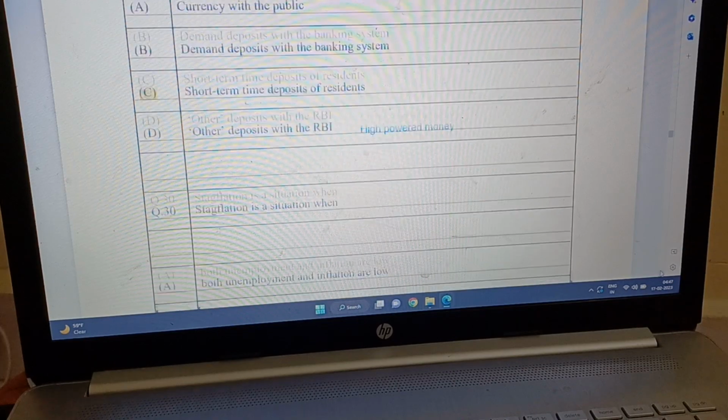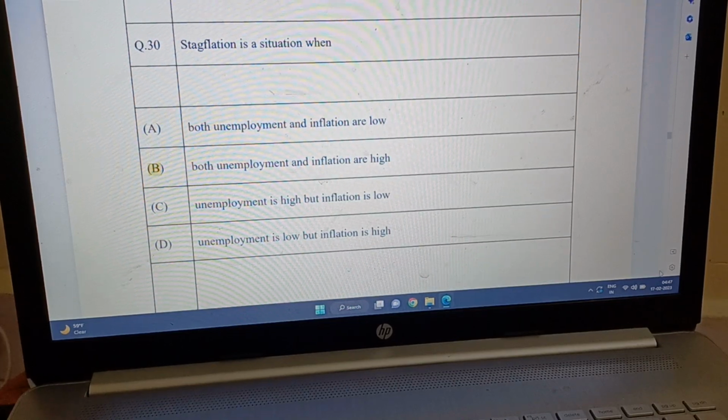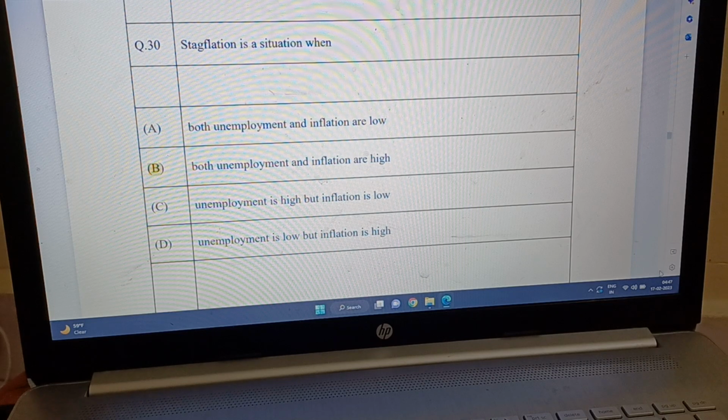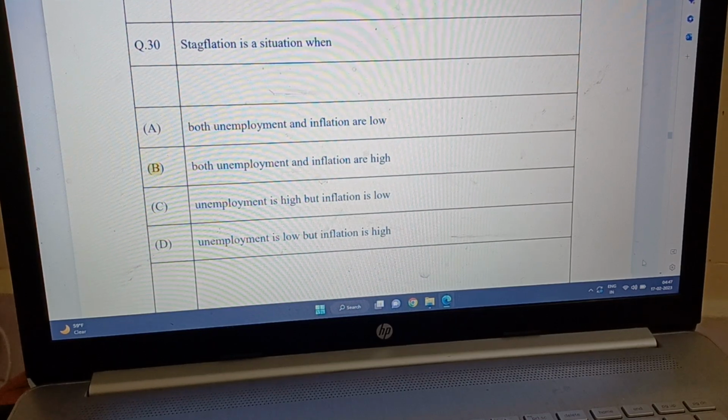Next question is, stagflation is a situation when, well, it is a definition of stagflation, meaning stagnation and inflation. So stagnation means both unemployment and inflation are high. So that is, we have got the worst of both the worlds in stagflation. While in inflation, we have low unemployment. So only B is the correct answer.